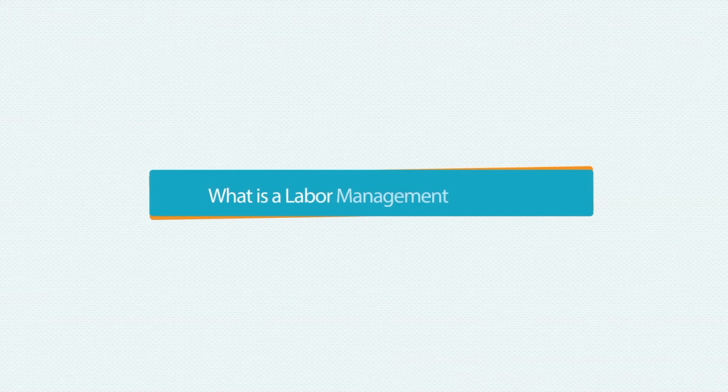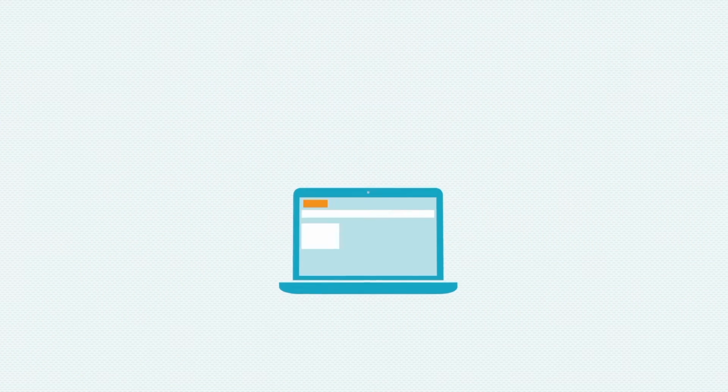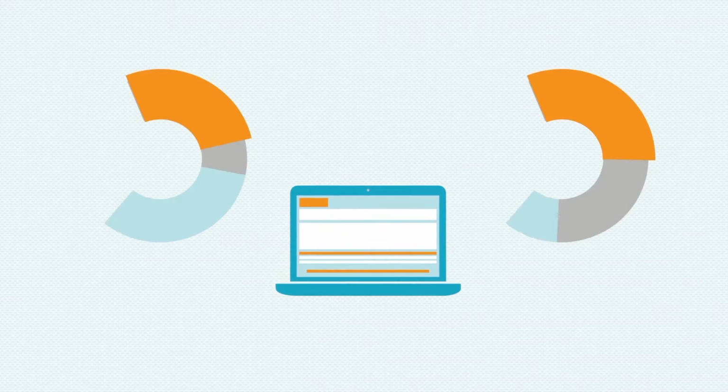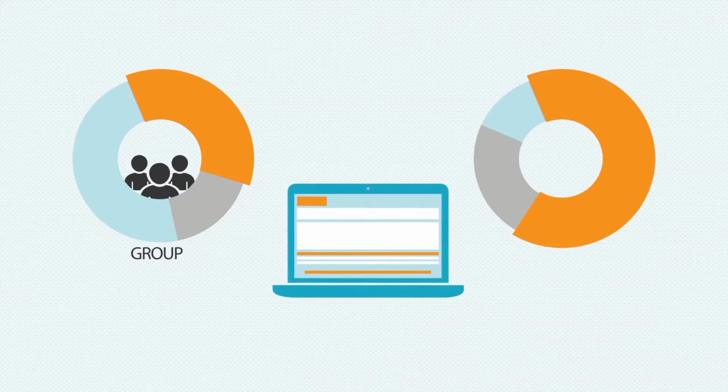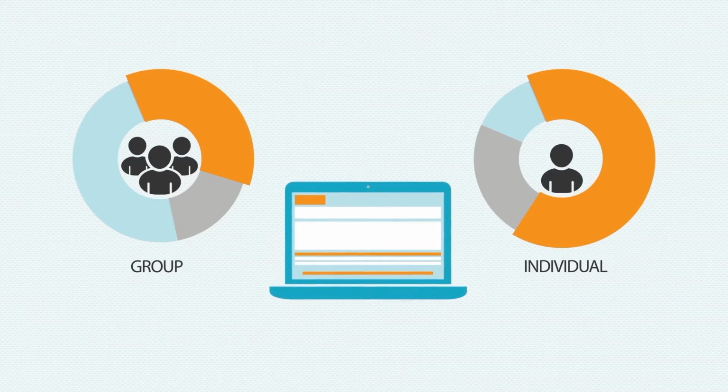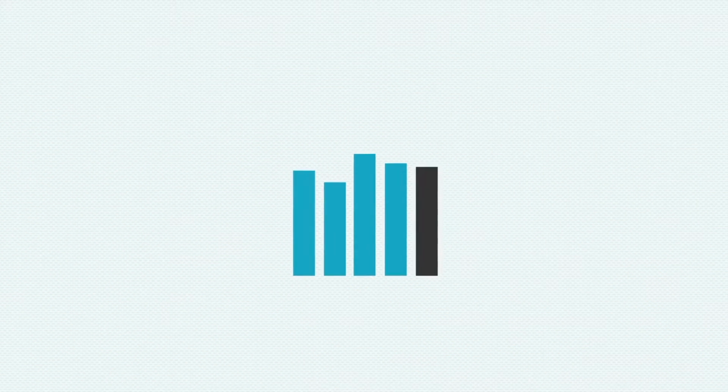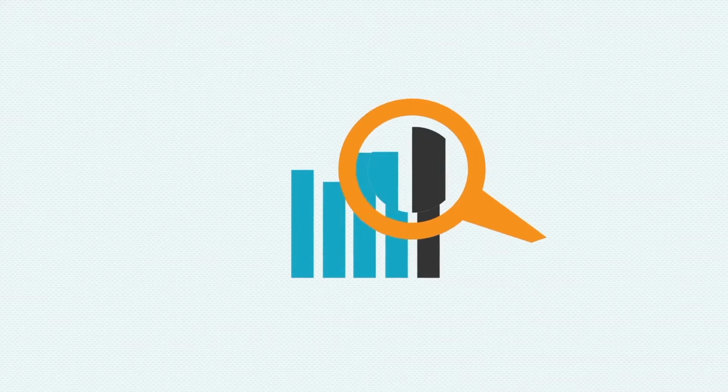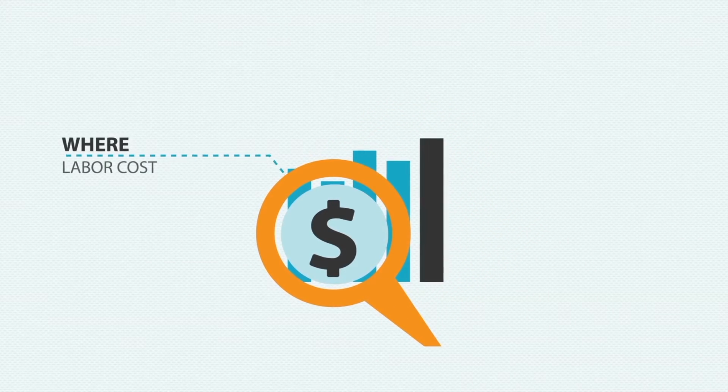What is a labor management system? A labor management system is software that takes employee activity data and reports productivity levels on a group of employees or individual employees. Having an LMS helps workforce productivity by gaining visibility into not just how much, but where their workforce labor dollars are being spent.